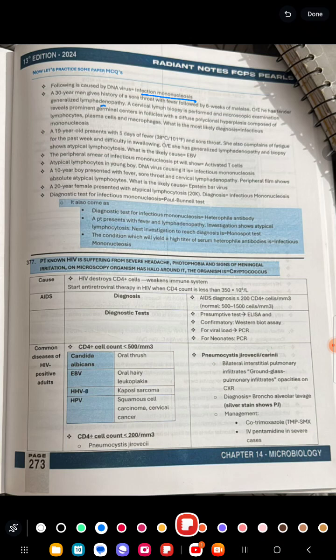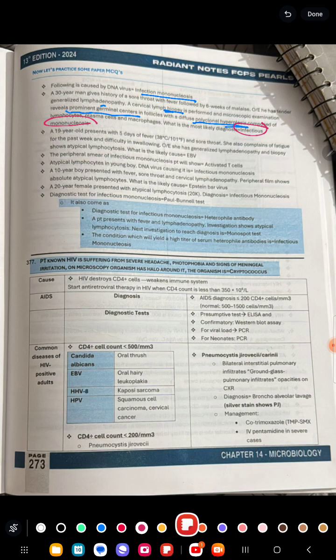A cervical lymph node biopsy is performed, and microscopic examination reveals prominent germinal centers in follicles with a diffuse polyclonal hyperplasia composed of lymphocytes, plasma cells, and macrophages. What is the most likely diagnosis? It is infectious mononucleosis. Clear?